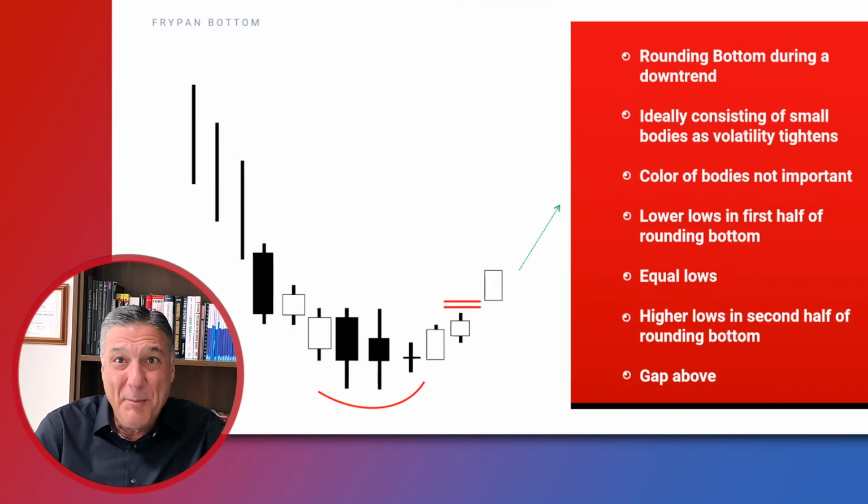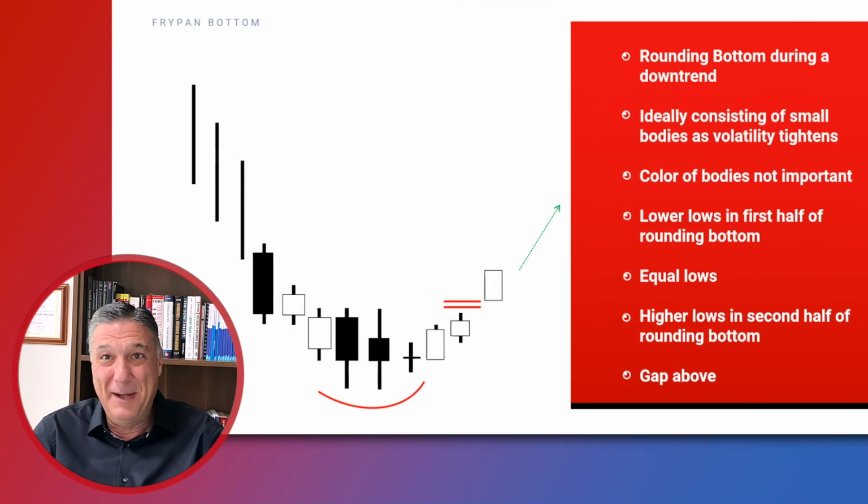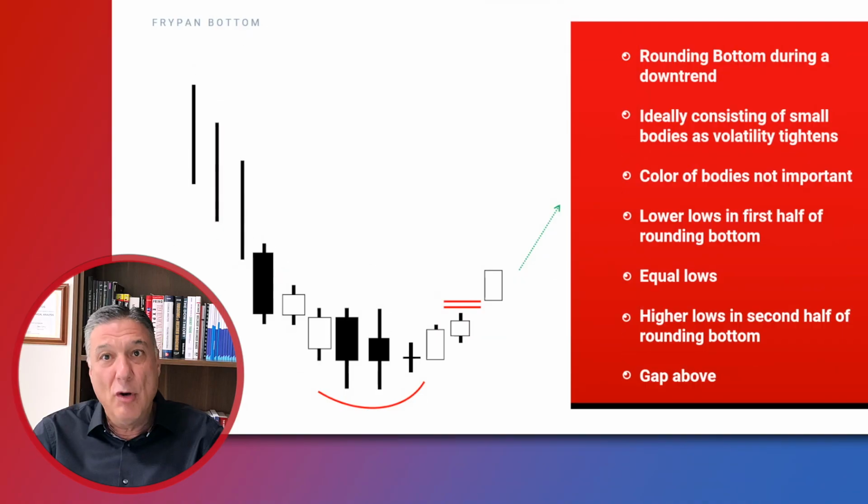The Frypan Bottom is a bullish reversal pattern identified at the end of a decline, at the end of a downtrend. It's very similar to the Western reversal pattern known as rounding bottom. The Frypan signals a reversal to the upside. It's not common at all, but when it appears at the end of a downtrend, we should be alerted and be prepared to enter the market to the upside.